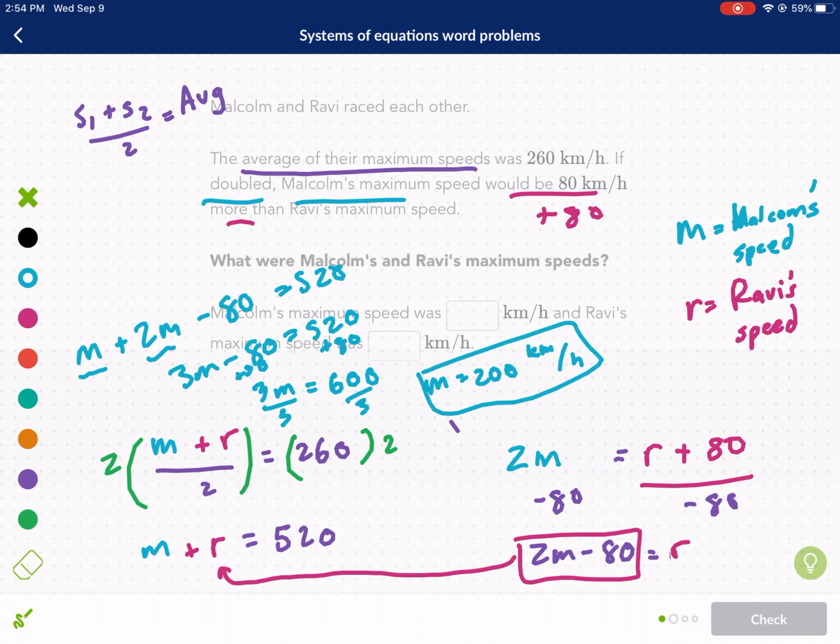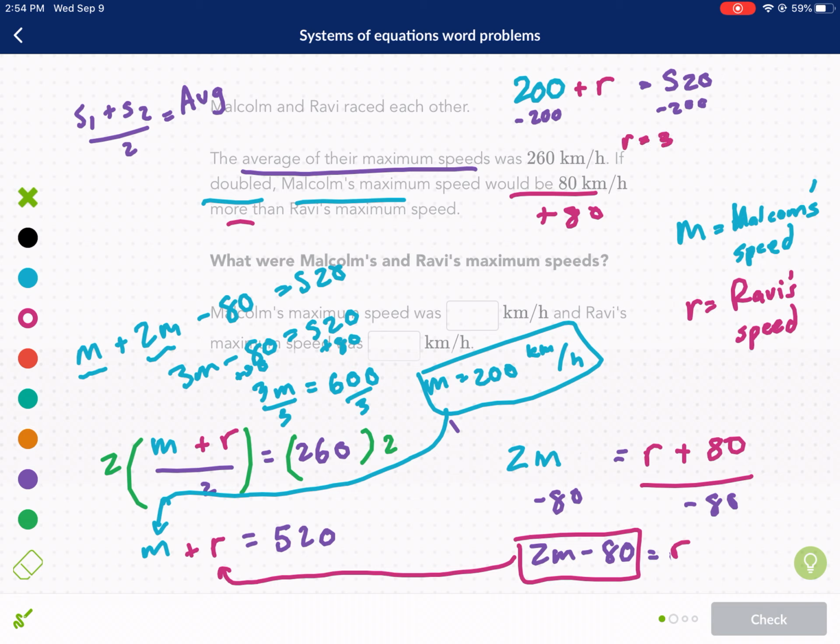Okay, that's our first step. Now, once you have one of your variables in any system of equations problem, once you have one of your equations in terms of a number, we can plug that into either equation. In this case, it makes a little bit more sense to plug it in this one. This looks pretty easy. 200 plus r equals 520. I subtract 200 from both sides, and I get r equals 320.